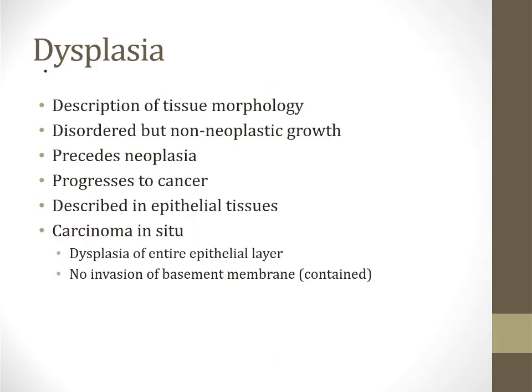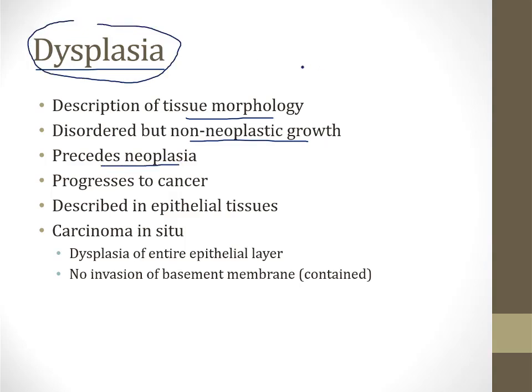In the video on cellular adaptations, I talk about dysplasia. This is a description of tissue morphology. Dysplasia means disordered but non-neoplastic growth, and this is a change in tissue beds that often precedes neoplasia. In other words, the tissue begins to display dysplasia, and if the dysplasia continues, eventually cancer will develop. In other words, it progresses to cancer.